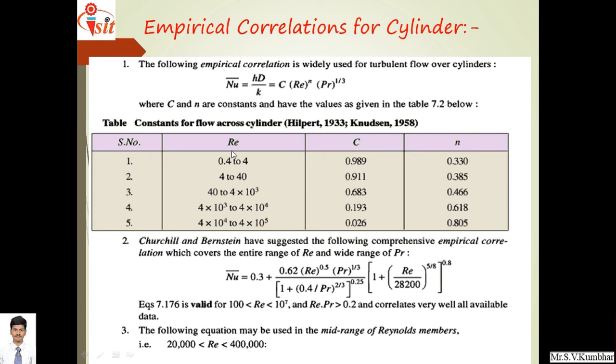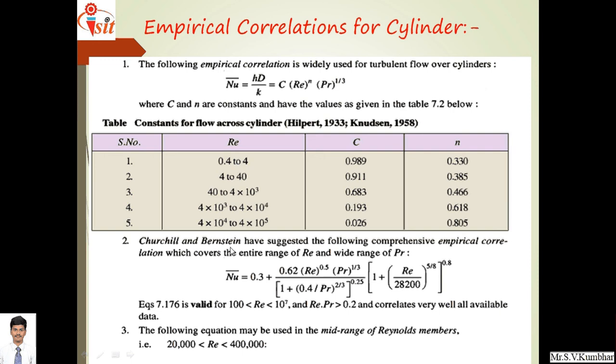By calculating the Reynolds number. If the Reynolds number is between 0.4 and 4, the value of C is chosen as 0.989 and the value of n is 0.330. If the Reynolds number falls between 4 and 40, the C value is taken as 0.911 and the n value is taken as 0.385. Similarly, we have to choose the values of C and n for the remaining ranges.